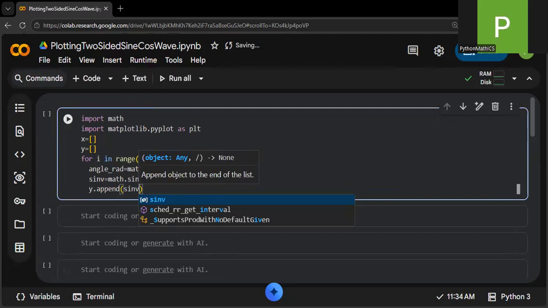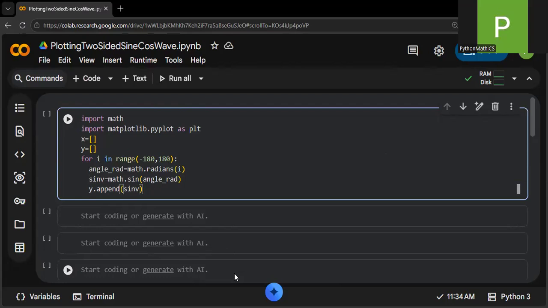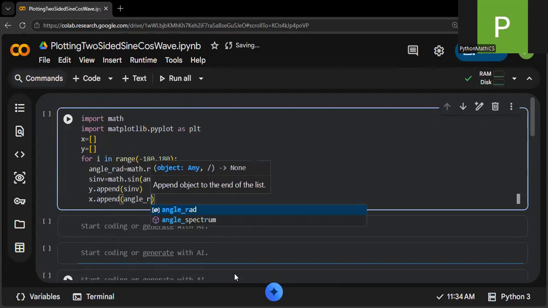Okay, I give you a second. How about the x value? Okay, so for x we will also append the x value: x.append, and we have the x value, which is angle_rad. Right. So now we have both of these.